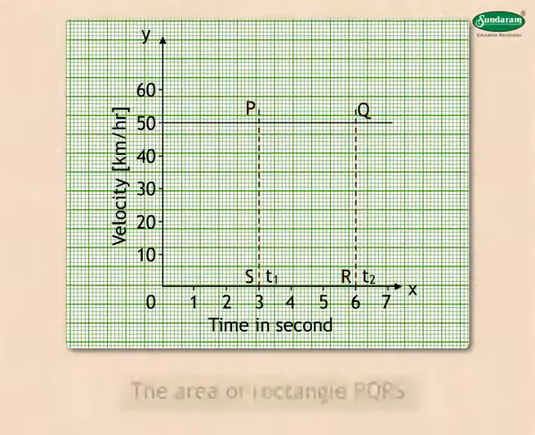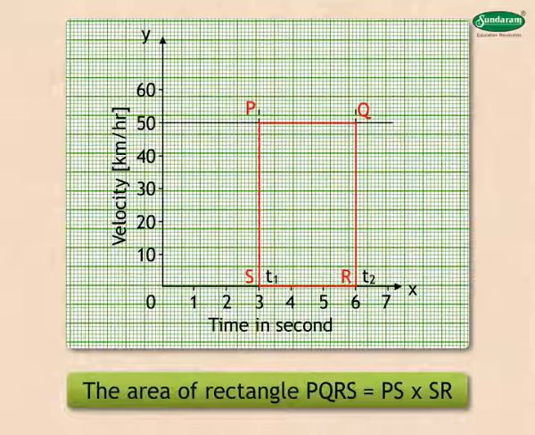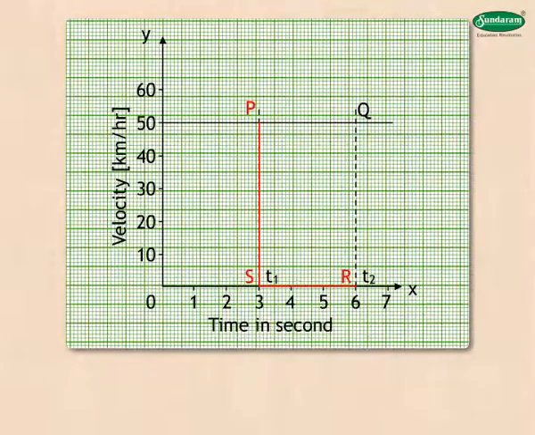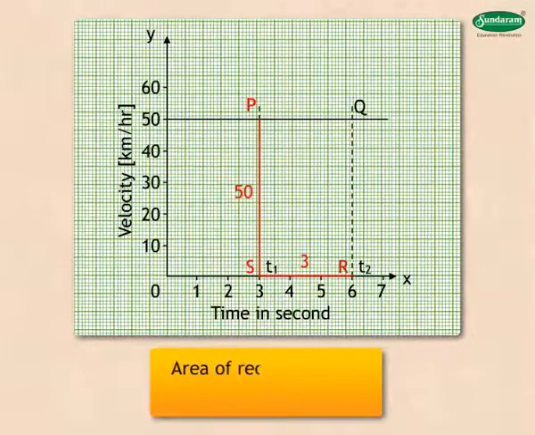Now find out the area of rectangle PQRS. The area of rectangle PQRS is equal to PS multiplied by SR. Given that PS is 50, SR is equal to 6 minus 3, that is 3. Therefore, area of rectangle PQRS is equal to 50 multiplied by 3, that is equal to 150 meters squared.